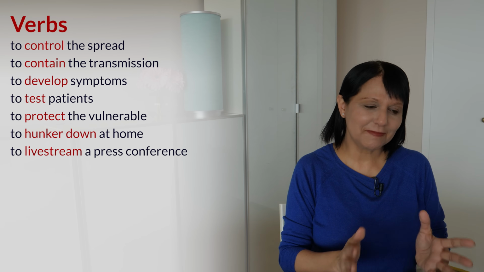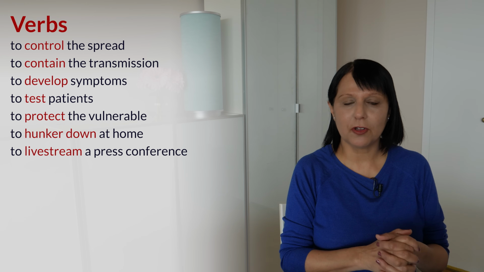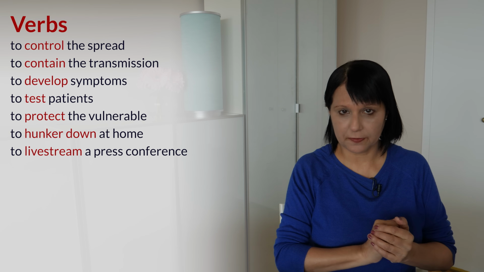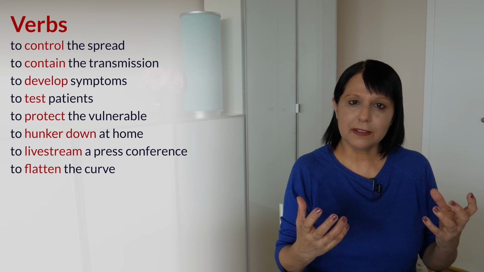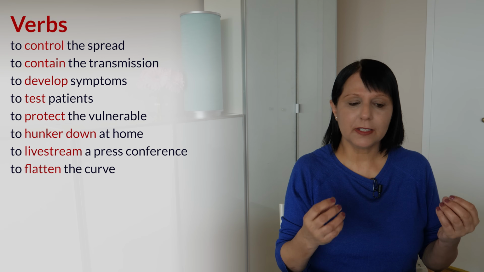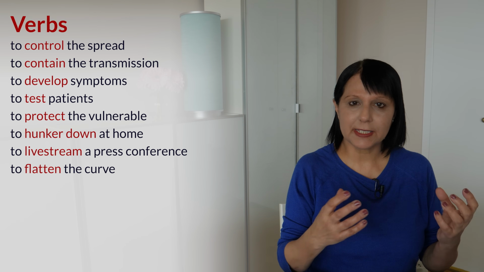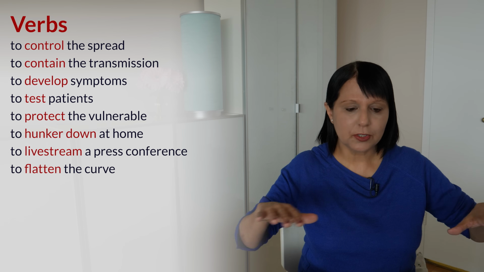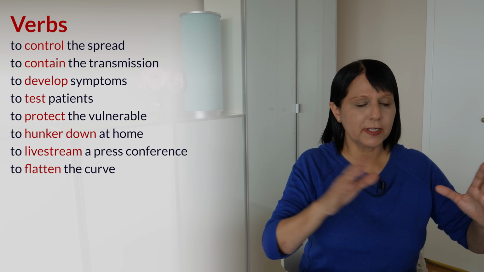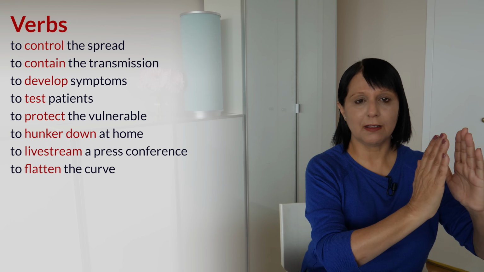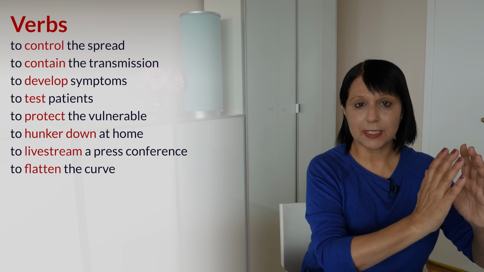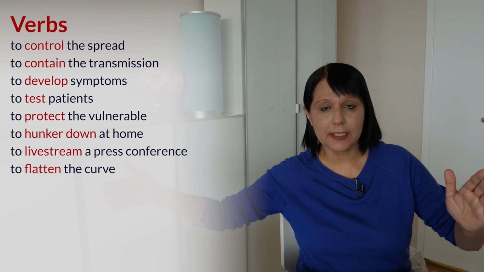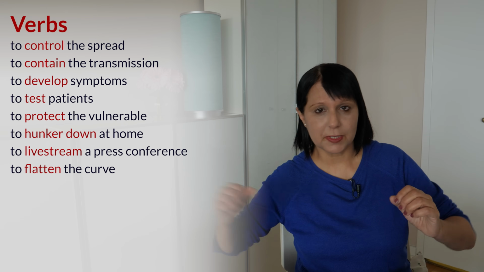And now, this is an expression that a lot of the health experts use. They say to flatten the curve. And the idea here is that they're trying to prevent a lot of people from getting sick at the same time, and to spread it out so that instead of, for example, 100 people getting sick at one time and the hospitals being very busy, you have, let's say, 10 people getting sick over many days, so then the hospitals are not as busy.